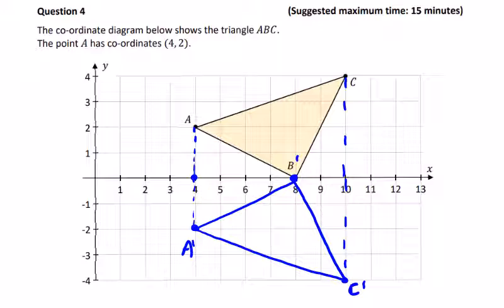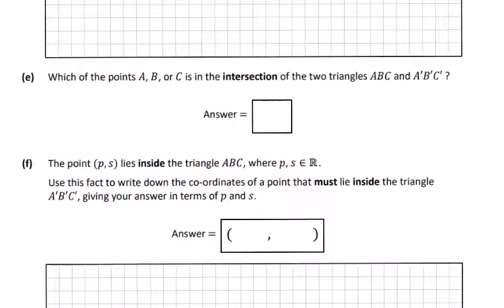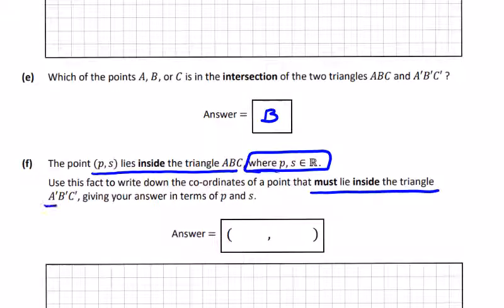the next part of this question asks which point is the intersection of the triangles, and you can see here point B has to be the intersection of the triangles. So put your point B in, and then the point (p, s) lies inside the triangle, and you're given p and s, we're just told it's a real number, just to confuse you. Use this fact to write down the coordinates of a point that must lie inside the triangle A prime, B prime, C prime, and give your answer in terms of p and s. So whatever goes into this here has to be a p and an s in some form.